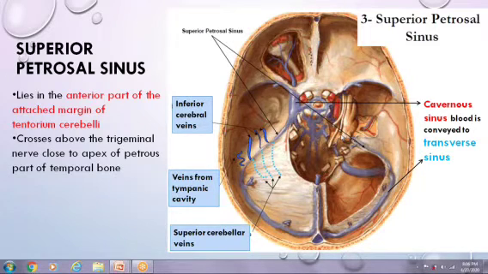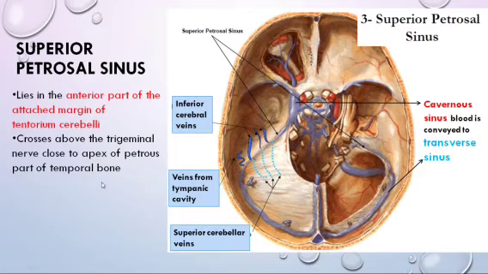Okay. So finally it is connected to the cavernous sinus here. You can see it drains into the cavernous sinus. So it collects the blood from the cavernous sinus, and from there it goes to the transverse sinus. You can see it is connecting to the cavernous sinus. From here, it goes and ends in the transverse sinus.